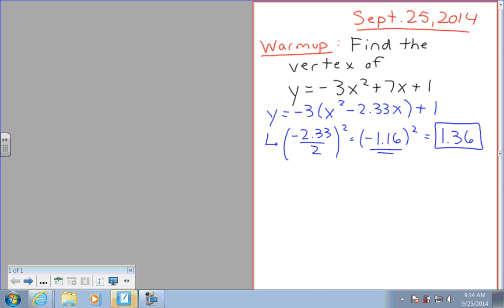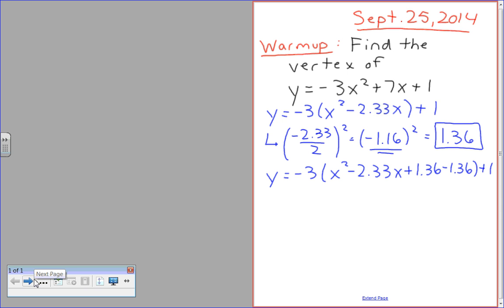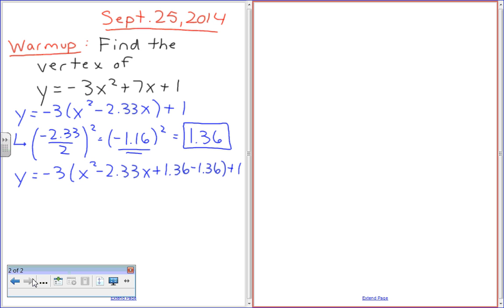Okay, can I get a third volunteer, please? Just let me know what we do, if anything, at this time. Yeah, subtract, good. So I'm going to do this on the next slide. -3 bracket, x squared -2.33x plus 1.36 minus 1.36 plus 1. Thank you very much. Very good. Okay, can I get a fourth volunteer? Just tell me what to do next, please.